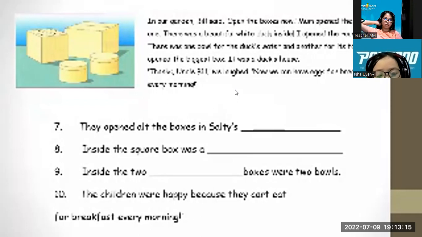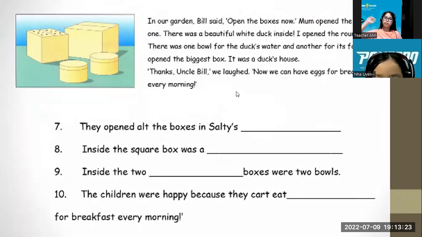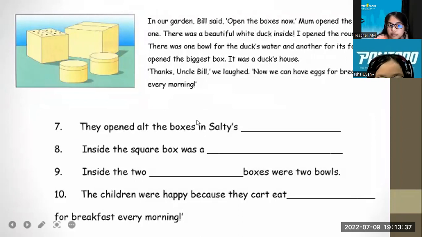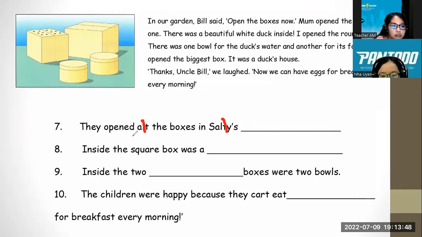Is white dog. Okay, the bowl for the ducks and the house. Yes, that's it. So here, Uyen, I want you to complete sentences 7 to 10. Can you please read number 7 and tell me your answer? Open all the box is Sally's. This is Sally's house. Okay, very good. This is the garden. What about number 8?